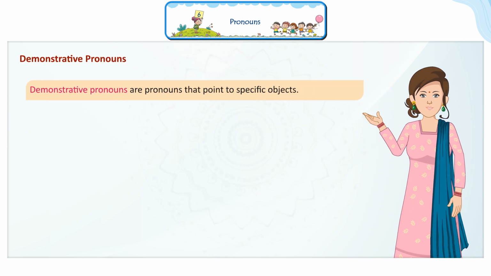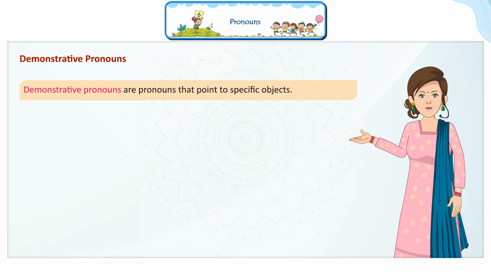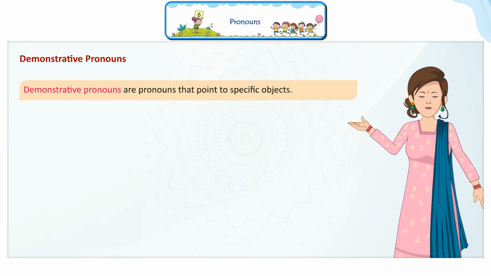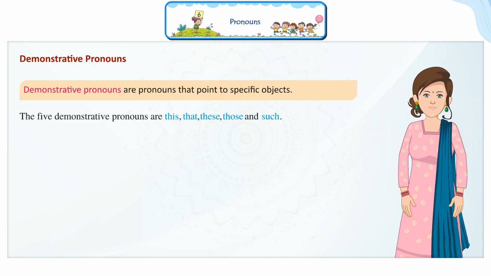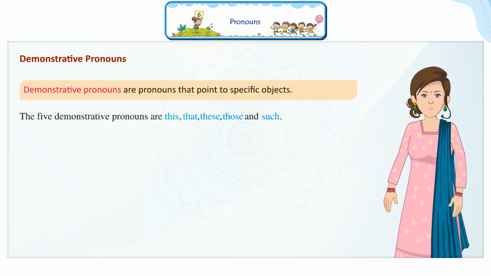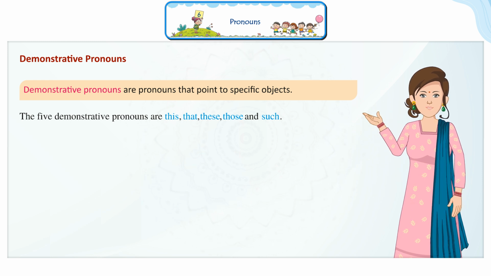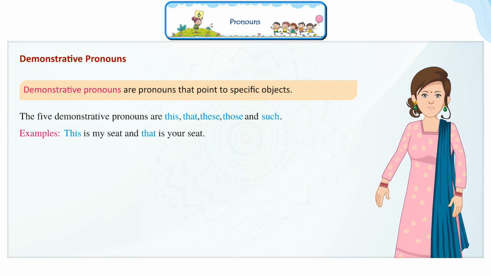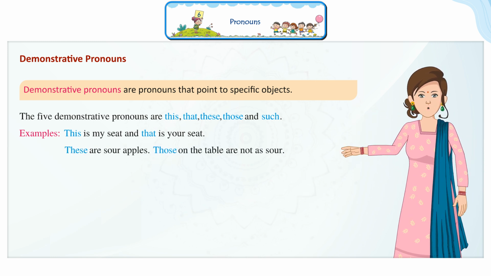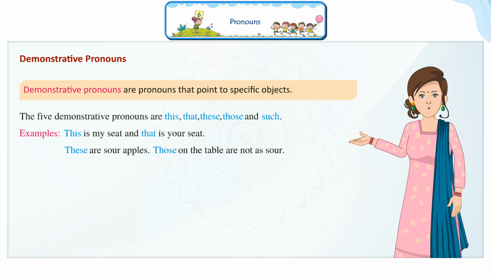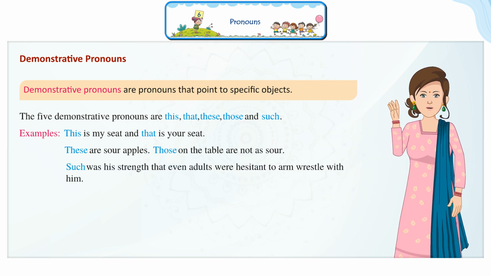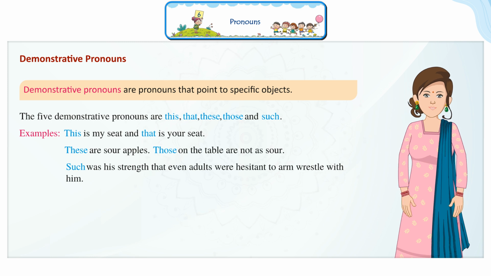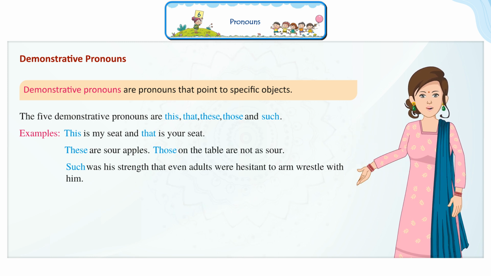Demonstrative pronouns. Demonstrative pronouns are pronouns that point to specific objects. The 5 demonstrative pronouns are this, that, these, those, and such. Examples: this is my seat and that is your seat. These are sour apples. Those on the table are not as sour. Such was his strength that even adults were hesitant to arm wrestle with him.